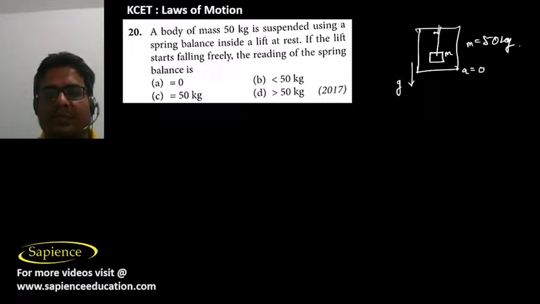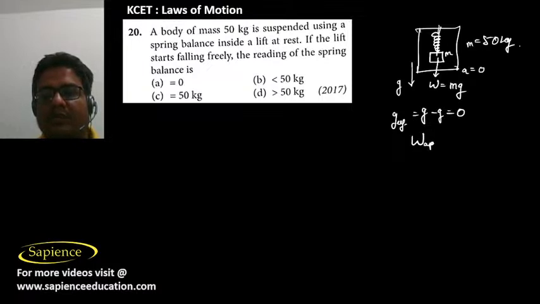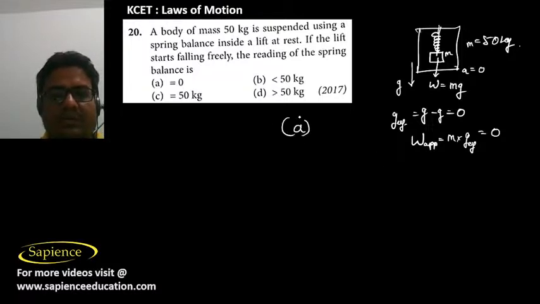So the spring balance will always measure the apparent weight. When it is at rest, it will measure the actual weight, and when it is falling freely, then g effective will be equal to g minus g, that is equal to 0. Then the apparent weight, m into g effective, will be equal to 0. Therefore the reading will become 0. So option A is the correct answer.